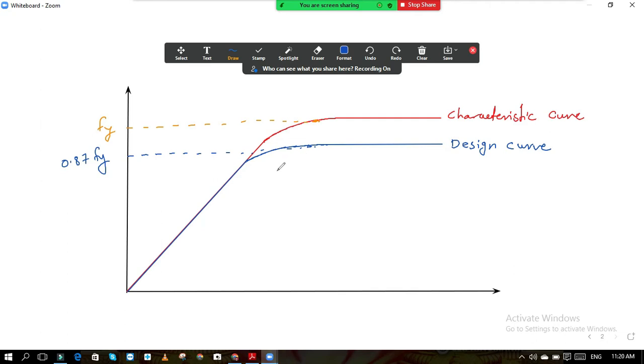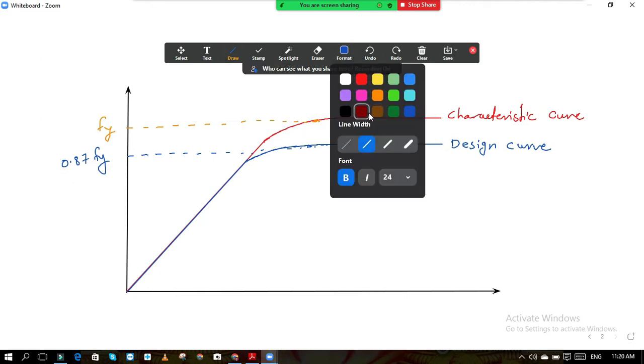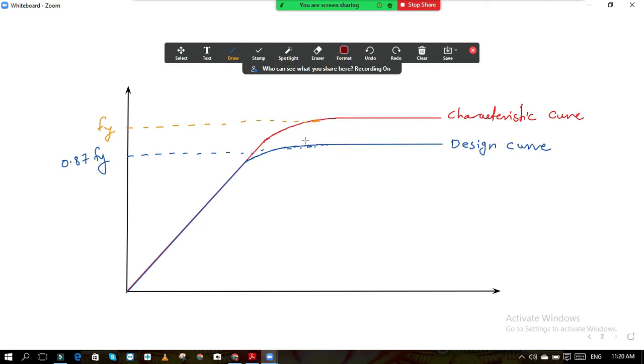So here what we will do is draw one parallel line to this, starting from this point, the point where the curve ends and this shape starts. If you draw the parallel line, it will be like this.